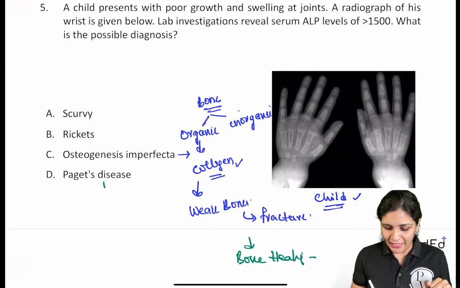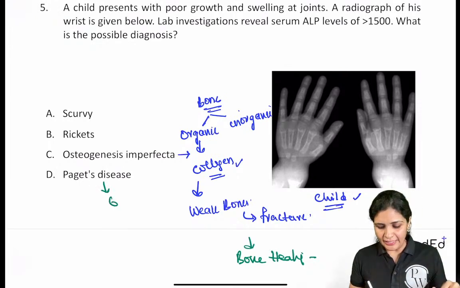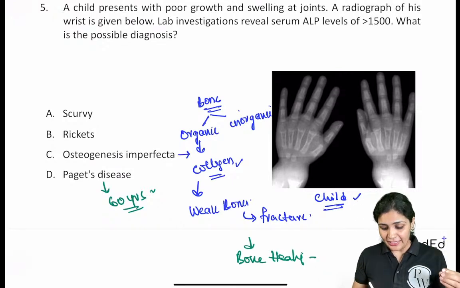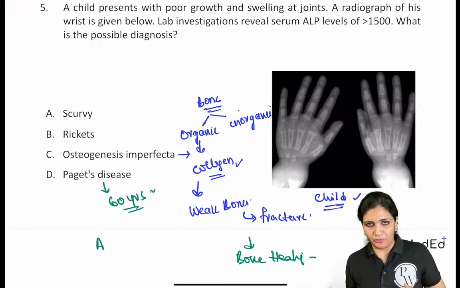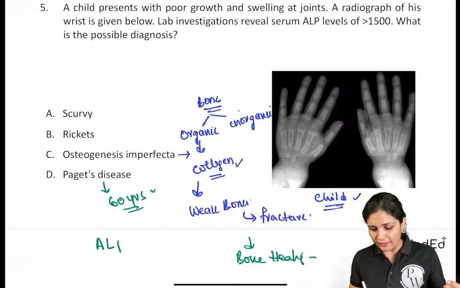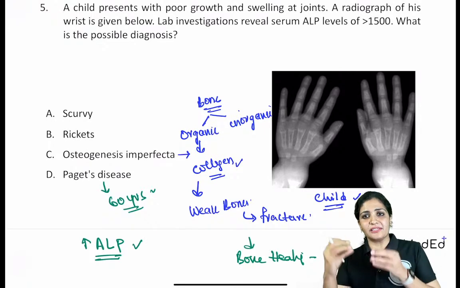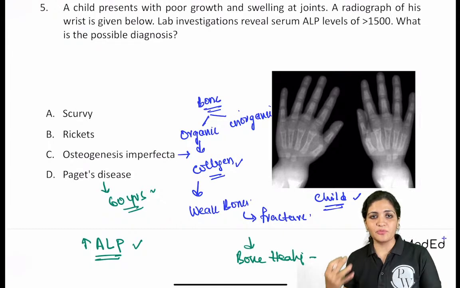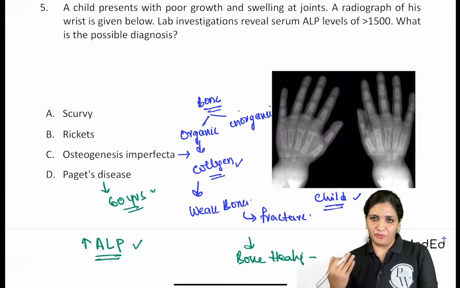And then coming to Paget's disease. Paget's disease is usually seen in senior citizens, more than 60 years old. Here there is increased production of bone, and the peculiar thing is the increase of ALP. Alkaline phosphatase is the only biochemical parameter which is increased, right?